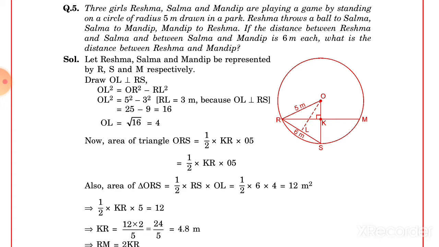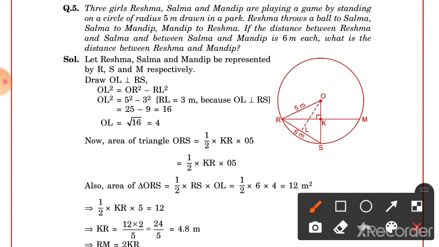So let's first write the theory like this. Let Reshma, Salma and Mandip be represented by R, S and M respectively. And one construction is needed. So draw OL perpendicular to RS. So OL is equal to what? According to the Pythagoras theorem, what will it be? OL square is equal to OR square minus RL square. So the measurement of OL is equal to 4 centimeter.